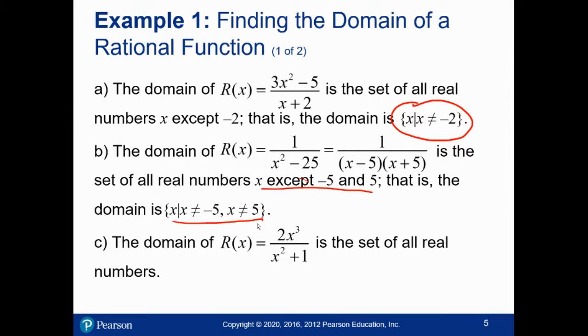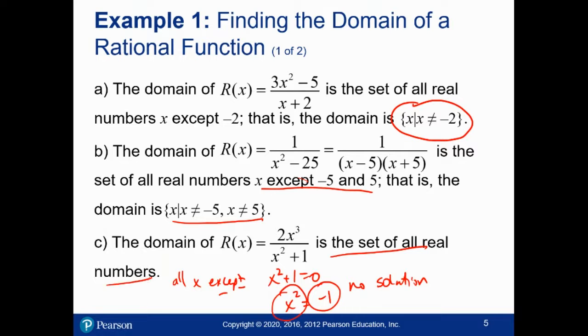Okay, how about the domain of this one? Well, the numerator is 2x cubed. That's a cubic or degree 3 polynomial. The denominator, x squared plus 1, a quadratic or degree 2 polynomial. So to find the domain, we'd say all x except where the denominator is 0. But that says x squared is minus 1, and the square of a real number can never be negative. So there are no solutions here. In other words, there are no obstructions to the domain. So the domain is all real numbers.